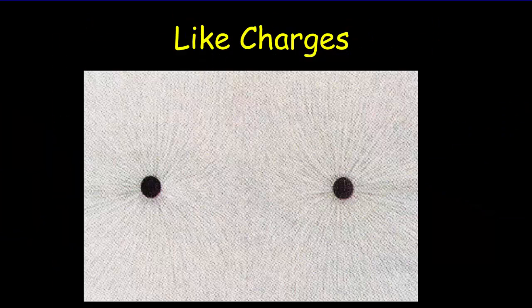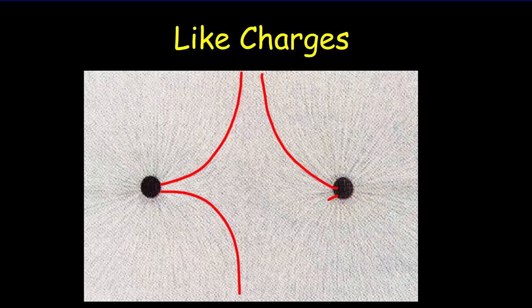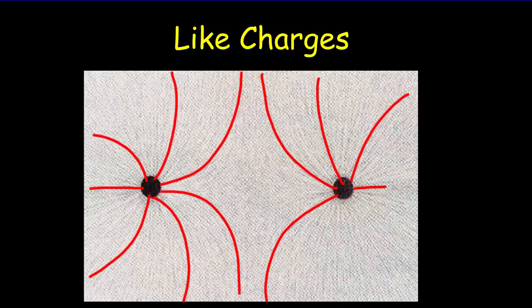If we have like charges, we get a repulsive pattern that would look something like the following. There'll be a few errors in this, but it won't be too bad. You can see that in the repulsive pattern, you don't see any field lines right in the center here. There would be zero electric field, E equals 0, right in the center of that pattern.